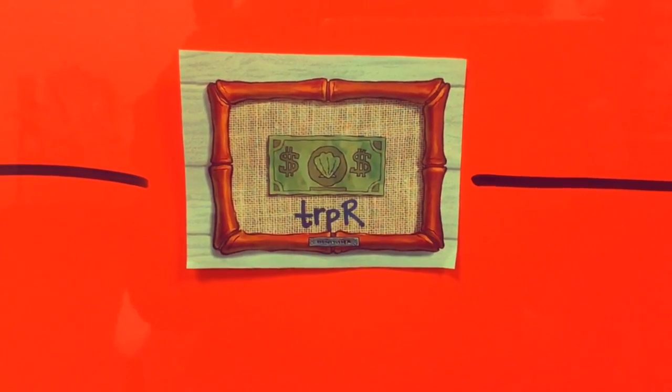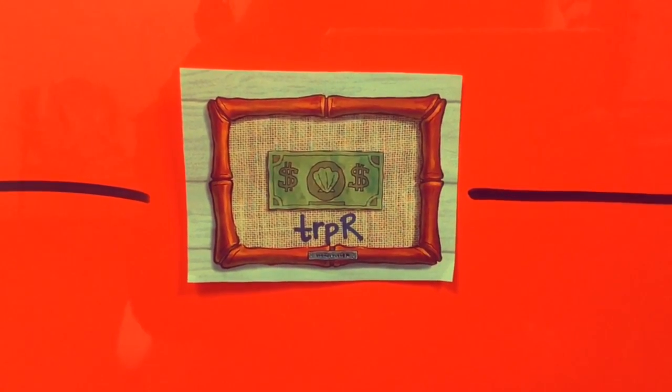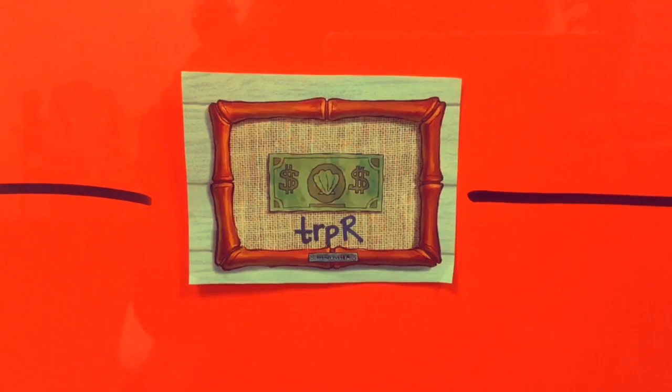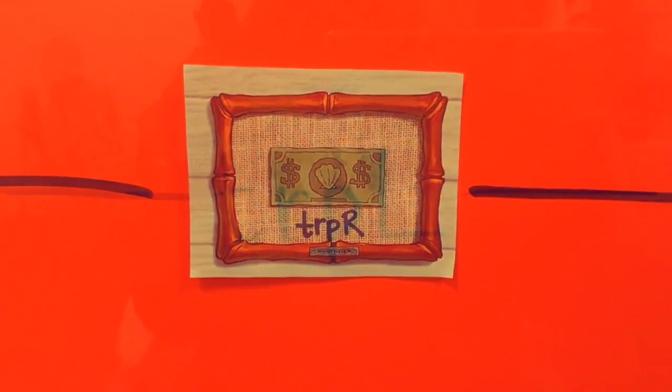TrpR is the gene that's upstream of the operon that codes for the Trp repressor, and is shown by money because this is what tells Mr. Krabs when to shut down the restaurant. If he has money, he doesn't want to keep making Krabby Patties with no customers.